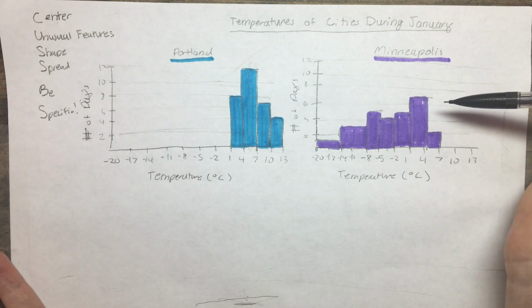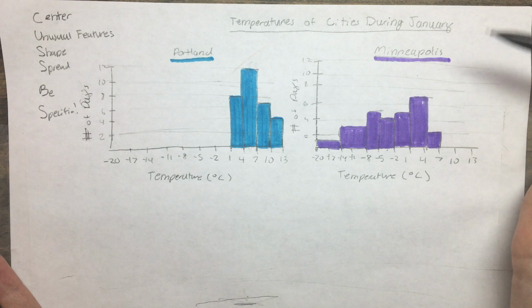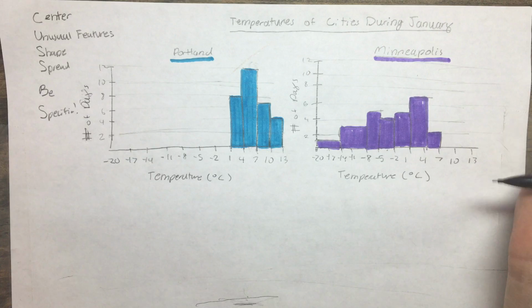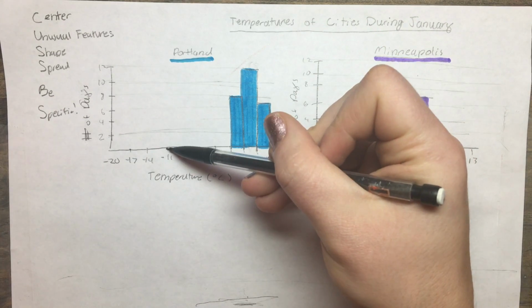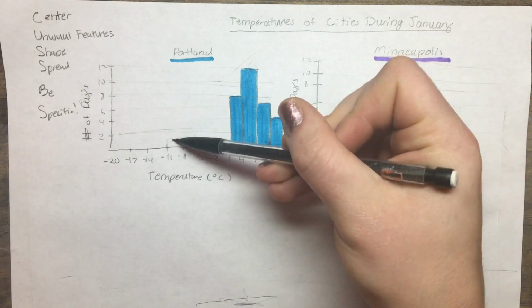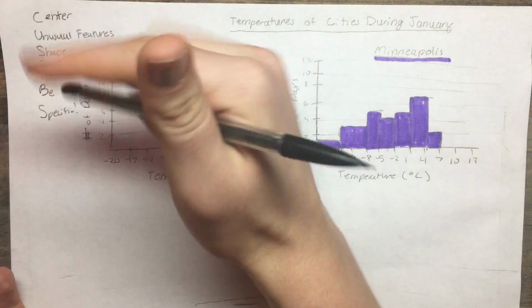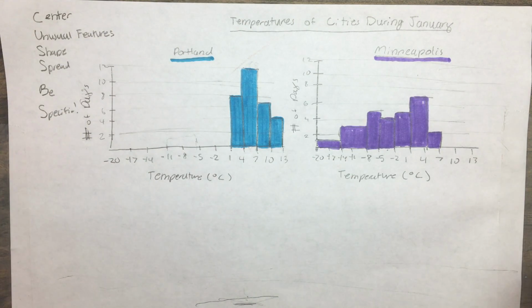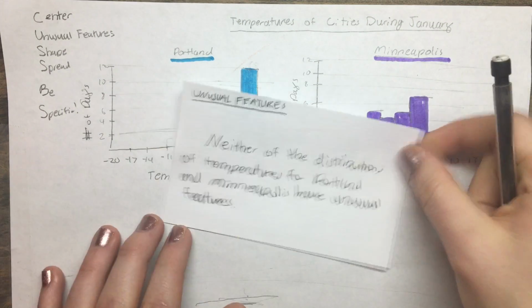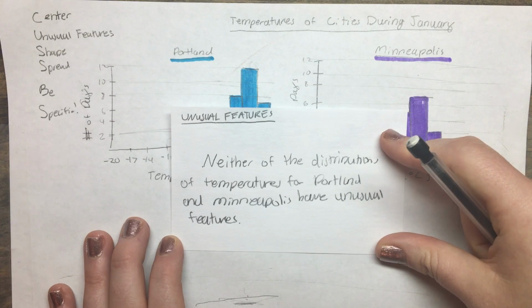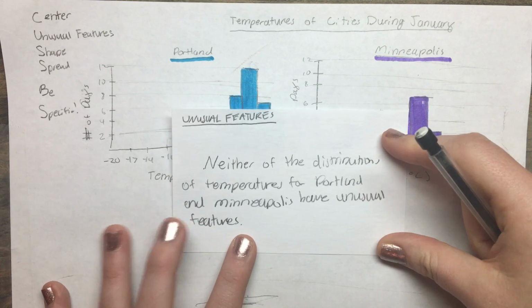Okay, next we're going to look for unusual features, which is basically gaps or outliers. I don't see any gaps or any outliers. So an outlier, we would probably have to do an outlier test for, but for a gap, if there was something here, we would say there's a gap here and this would be the outlier, but we don't have to worry about that because there's no gaps or outliers for these two distributions. But I'd rather be safe than sorry, so I'm going to say neither of the distributions of temperatures for Portland and Minneapolis have unusual features.